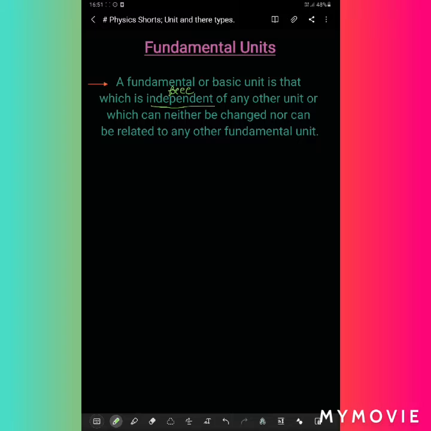For example, let's take length. So when I calculate the volume, I will need meter cube. Meter cube means length into length into length. There I am using length, so I am deriving, that is a derived unit. But here, independent length is not made up of any other. It is a single unit which is independent of itself.